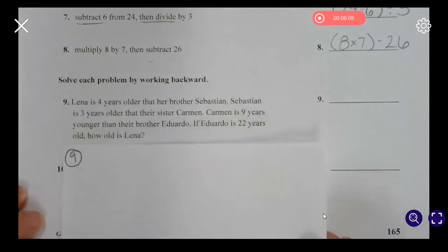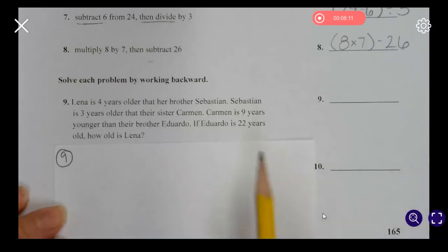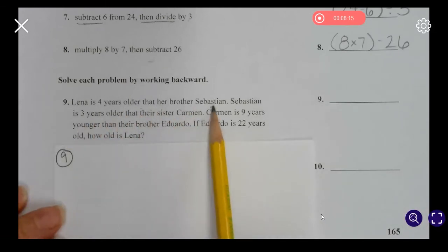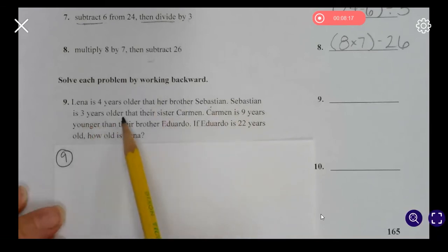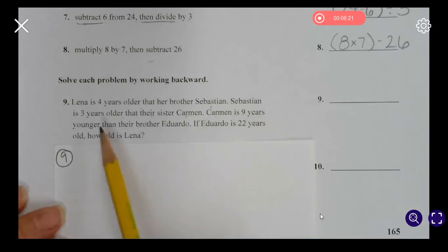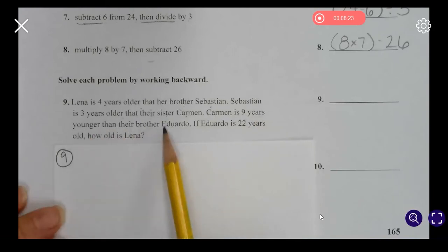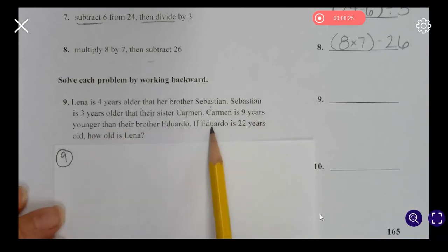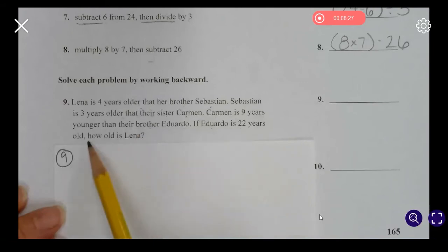Question number 9. Lena is 4 years older than her brother Sebastian. Sebastian is 3 years older than their sister Carmen. Carmen is 9 years younger than their brother Eduardo. If Eduardo is 22 years old, how old is Lena?